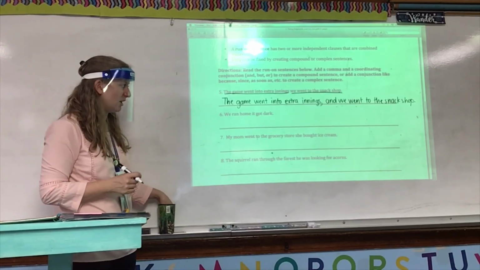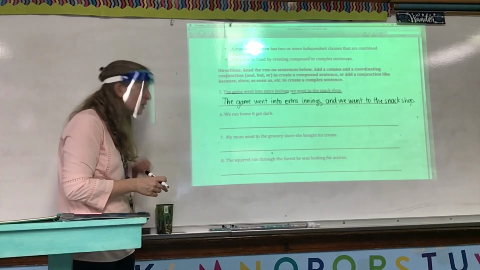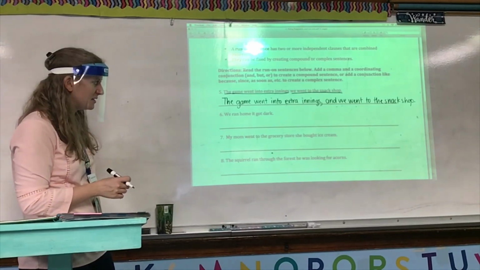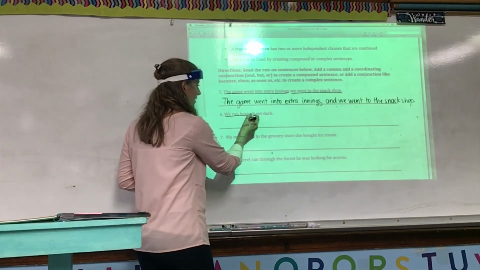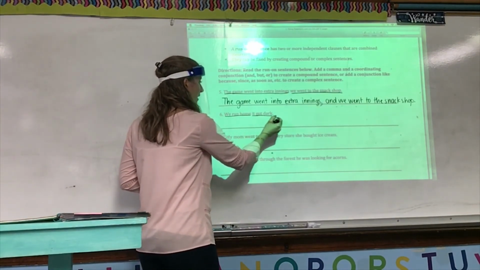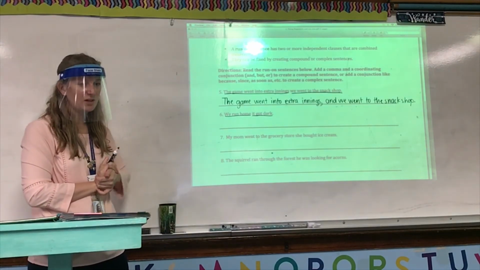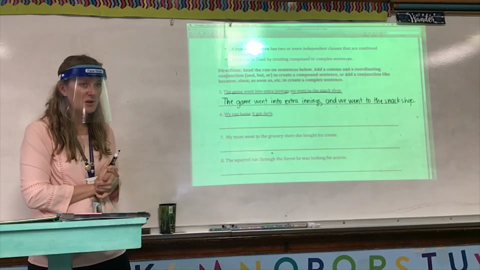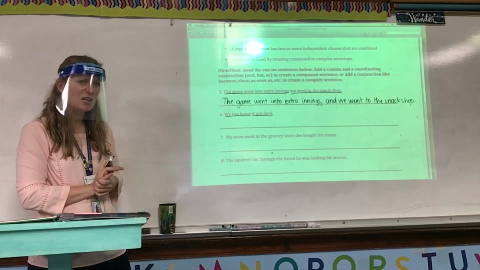Good, Aaron. Number 6, we ran home, it got dark. Cullen, what's the first clause in this sentence? We ran home. We ran home, and what is the second clause? It got dark. Now, how could we combine those? Could we combine them as a complex sentence or a compound sentence or either one? Compound. Could we do it as a compound sentence?